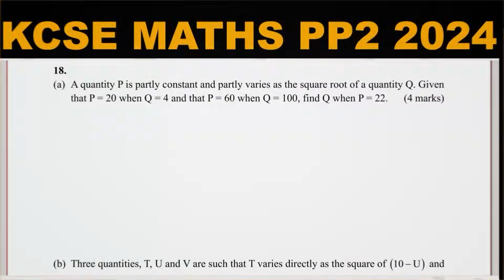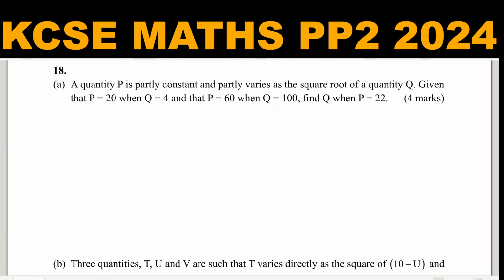A quantity P is partly constant and partly varies as the square root of quantity Q. Given that P is equal to 20 when Q is equal to 4, and that P is equal to 60 when Q is equal to 100, find Q when P is equal to 22. So this is partial variation, and you have to choose the constants that you're going to use. I will use the constants to be A and B. So using those constants, now I can write this equation from this statement.